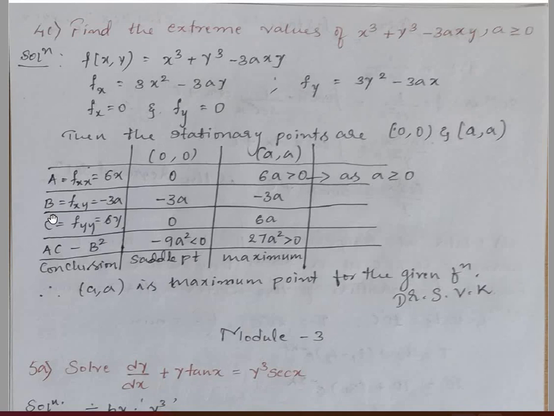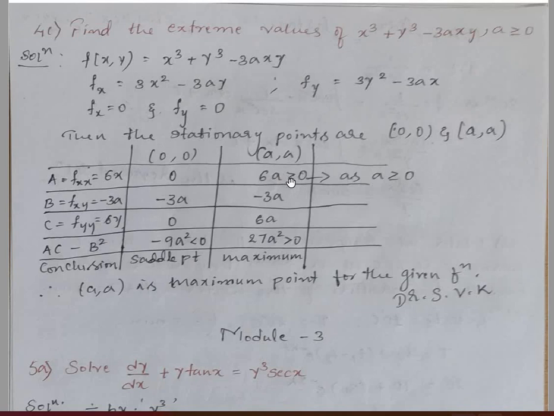Then I will find out a, b, c. I have explained in the previous video what a, b, c are. And I will find out ac minus b square, and I will put in these two points (0, 0) and (a, a). I got the table like this. As here it is a negative value, I will name this as a saddle point. I will give the conclusion as saddle point.